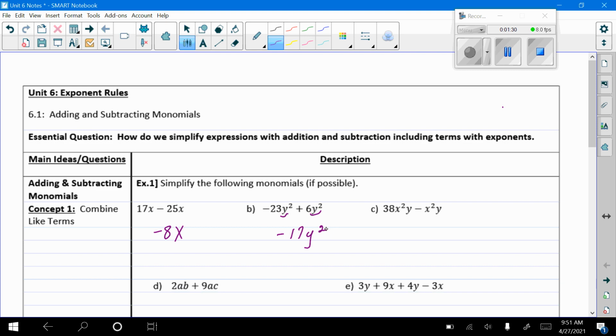The next one, I have 38 x squared y minus x squared y. Well, my terms here are still x squared y's. And there's not a number in front of this, but we assume it's a 1, so it's negative 1. So 38 minus 1 is 37, and my descriptor is x squared y.